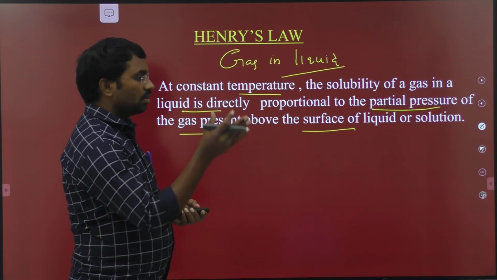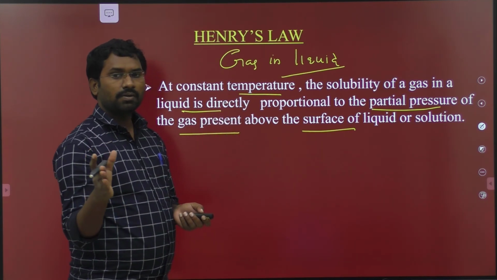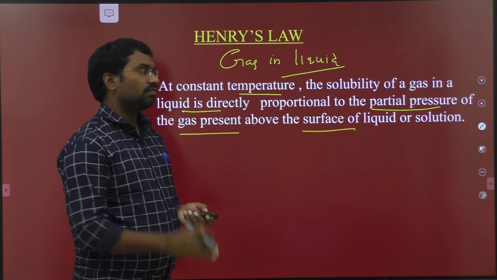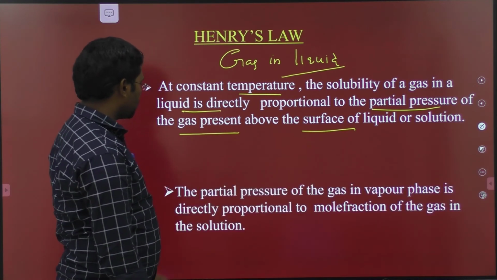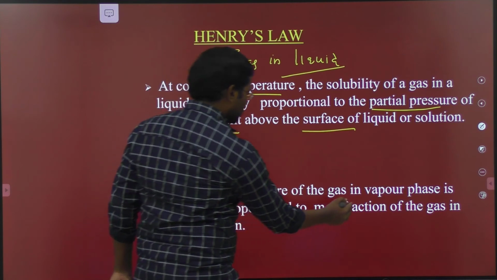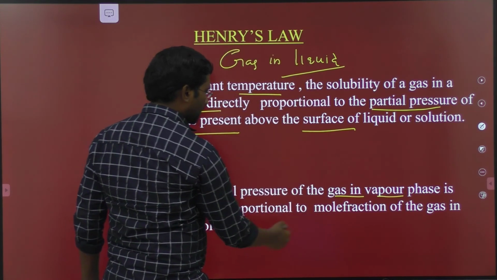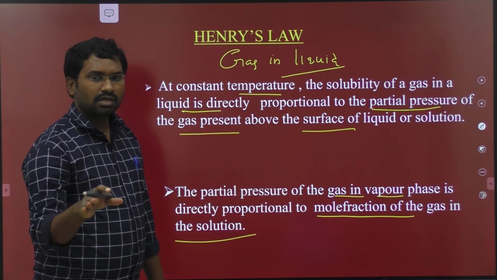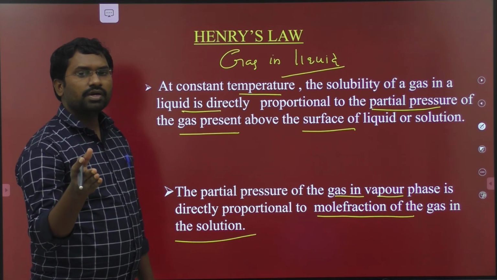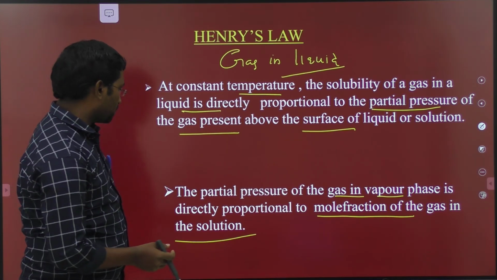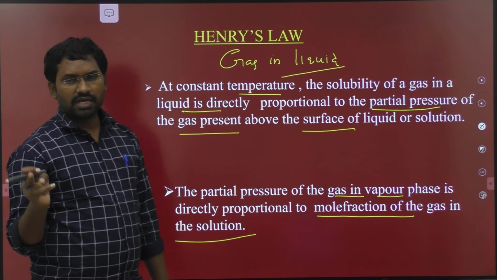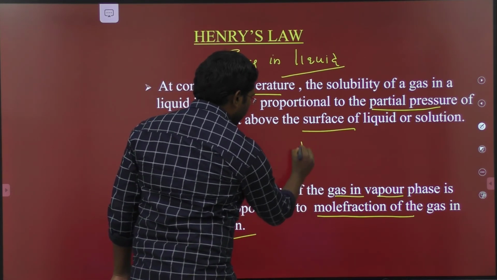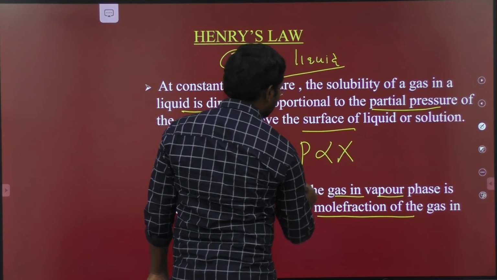So what is the statement? When the gas is dissolved in a liquid, the solubility of gas in a liquid is directly proportional to the partial pressure of that gas. So this is the first definition. He also stated another definition: the partial pressure of the gas in the vapor phase is directly proportional to the mole fraction of the gas in the given solution. He gave another definition: the solubility of gas in liquid can be expressed in terms of mole fraction, that is nothing but partial pressure of the gas directly proportional to mole fraction of the gas.